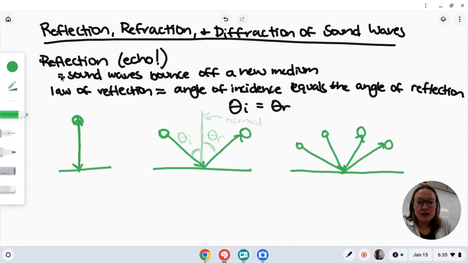That's a little bit on reflection. And now let's look at a real example.